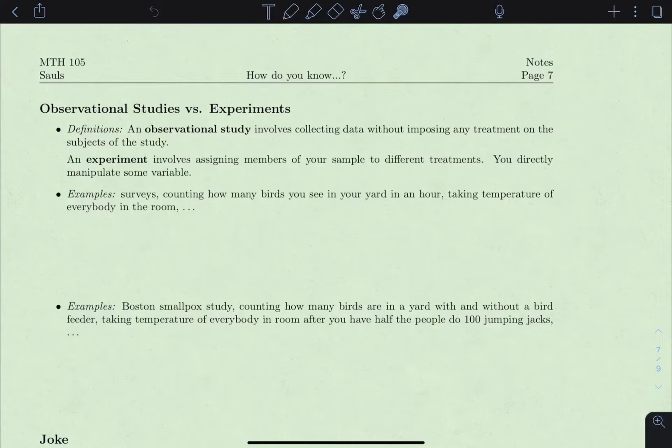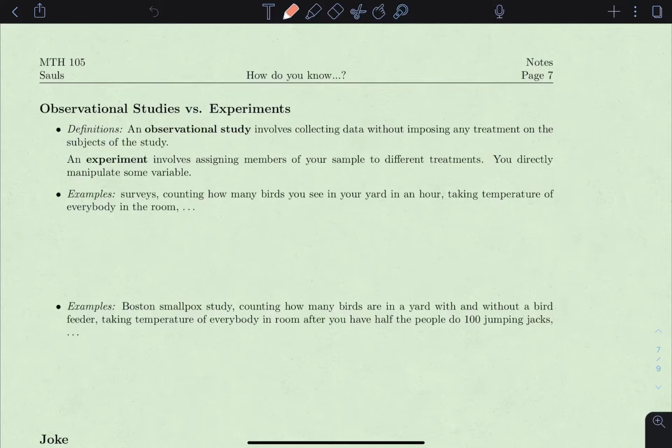So in an observational study, all you're doing is collecting data. You're not messing with the subjects themselves, so you're not imposing a treatment. This is in direct opposition to an experiment where you still collect data, but you are directly manipulating some variable. You are adjusting the participants in your study. Some of them are getting a treatment, and some of them are getting some other kind of treatment. So some variable you're controlling.